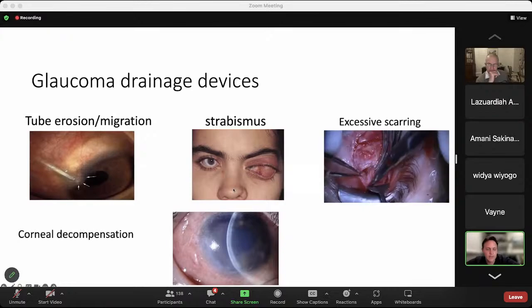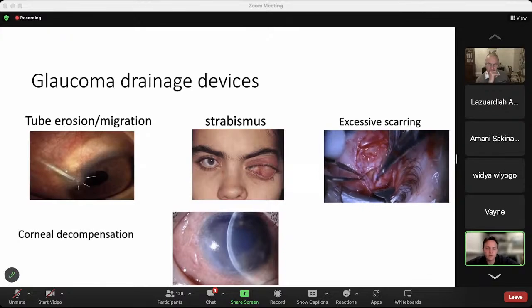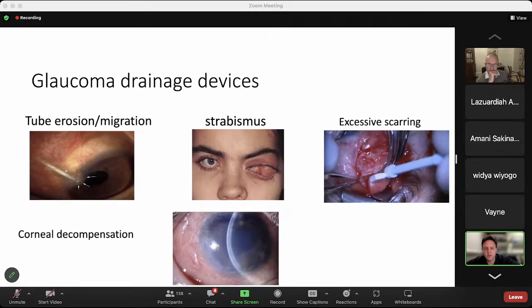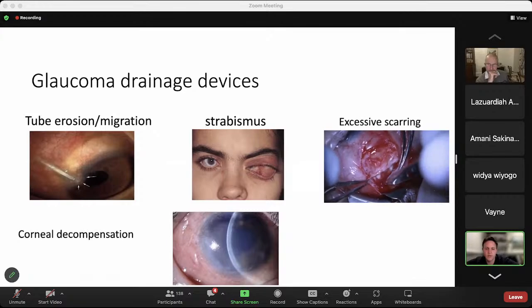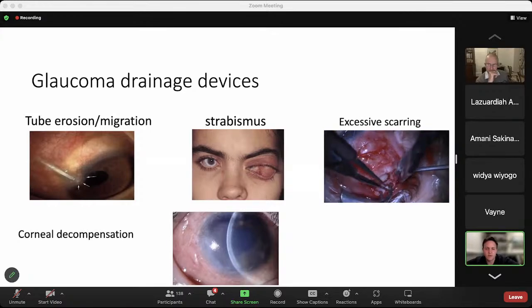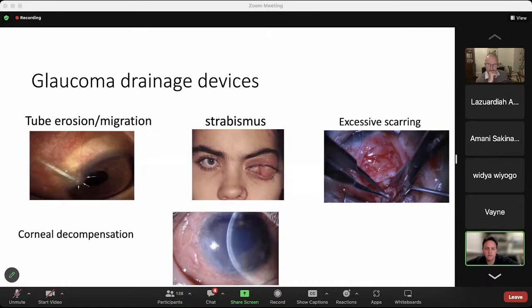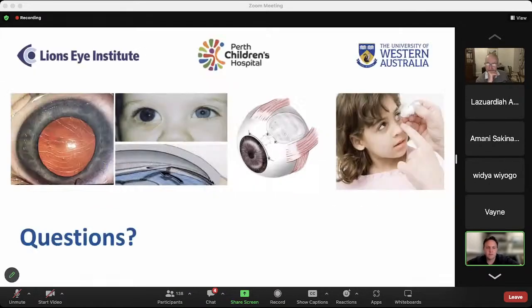And corneal issues are obviously quite a significant issue with long-term use of tubes. So often it's the last line of defense, particularly in some of the more severe glaucomas. But they don't come without their joys in terms of lifetime management. So that's glaucoma in a nutshell. It's a lot to cover in just over an hour. So if anyone has any questions, I'd be happy to take them now. And I'll stop sharing the screen.